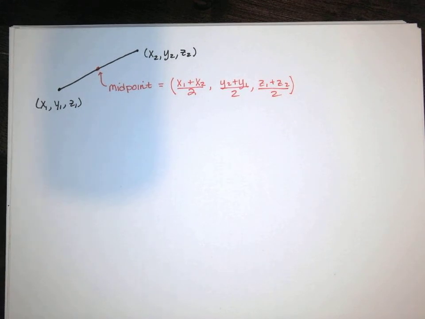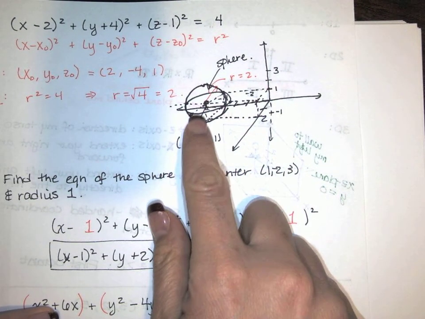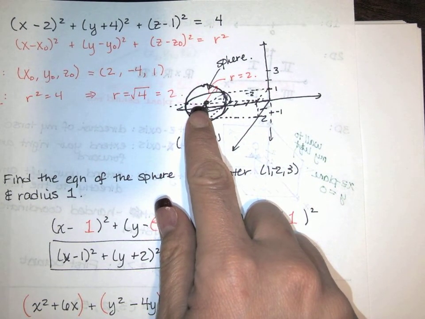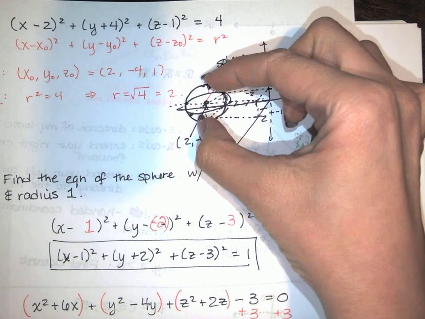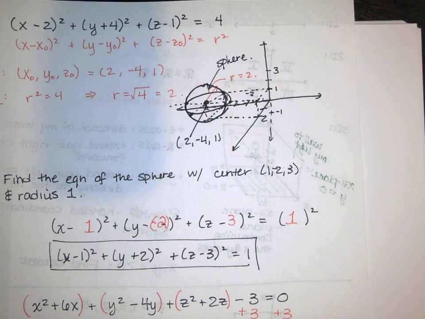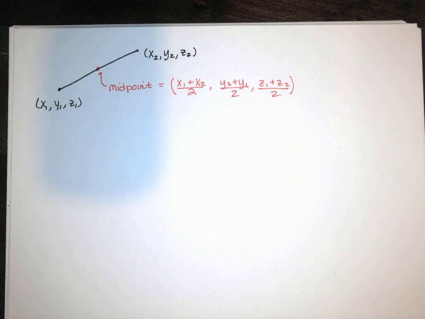Generally, I don't see a lot of problems where I have to use this, but if somebody were to say, give me 2 points on the outside of the sphere, and I was trying to find the center, I could find the midpoint of those 2 points to find the center of the sphere, and then half of that distance from one point to the other would be the radius. So this really is just going to come up whenever you're looking at problems involving spheres.